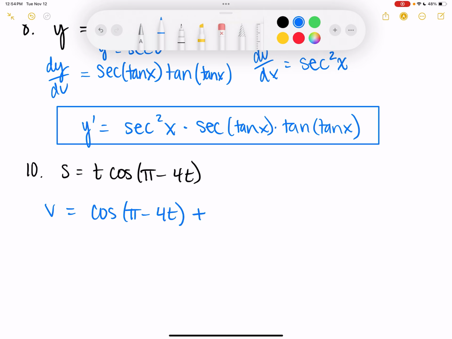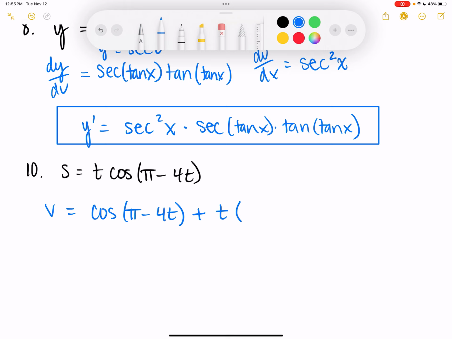plus t times, now I need to take the derivative of this. So what is u? Pi minus 4t. So what is the derivative of that? Negative 4. The derivative of pi minus 4t.